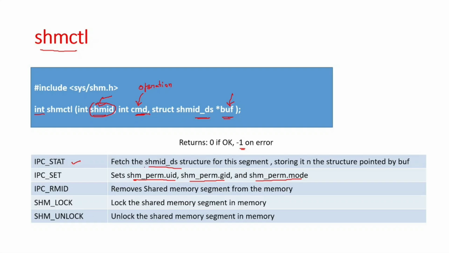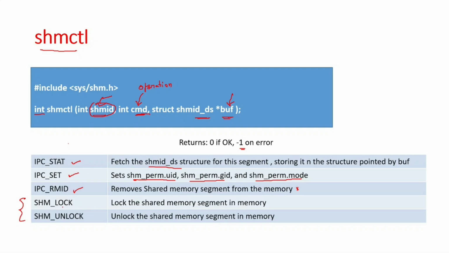Next, IPC_RMID is used to remove the shared memory segment from memory, so it is used to destroy the shared memory segment. These are the three commands that are specified in the Single UNIX Specification. The remaining two are provided by Linux and Solaris, but they are not part of the Single UNIX Specification.